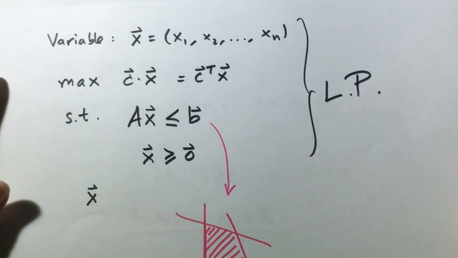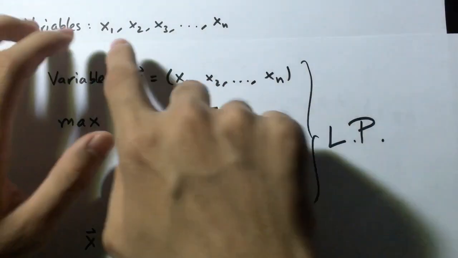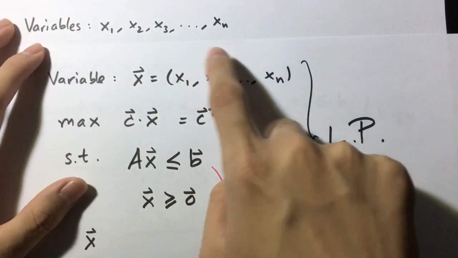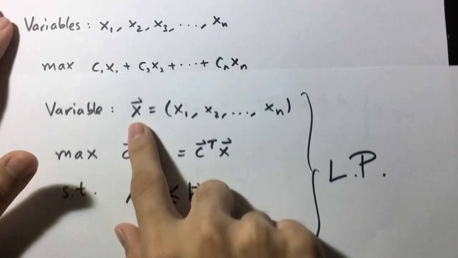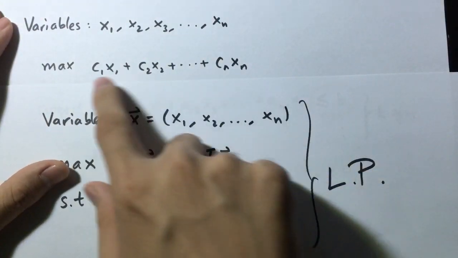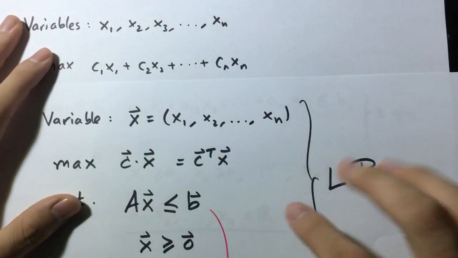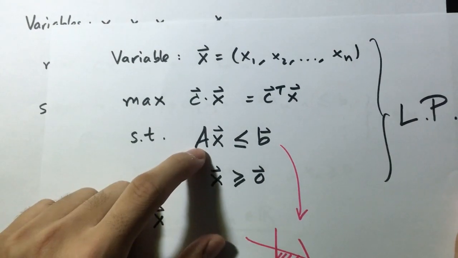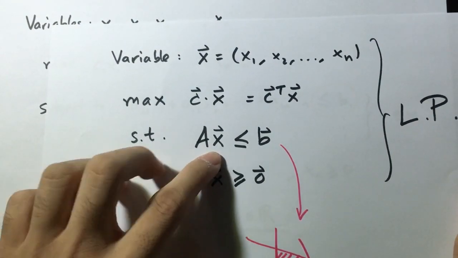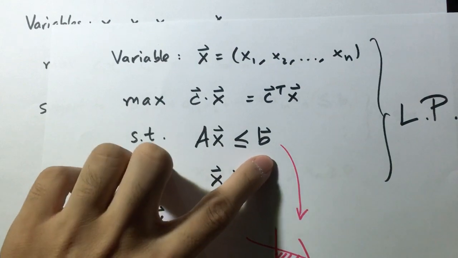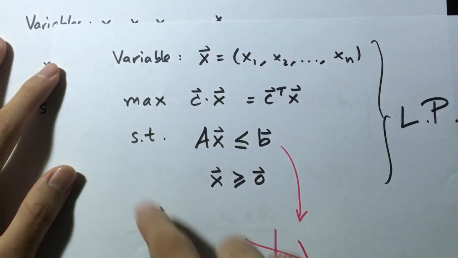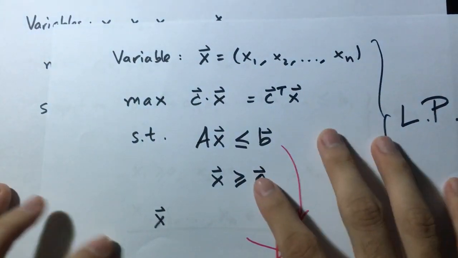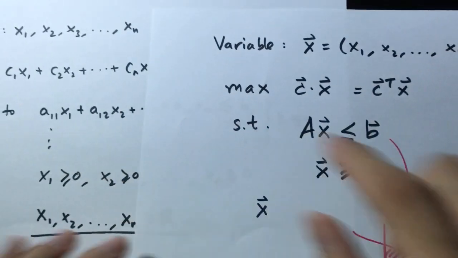Instead, you use more linear algebra notation. So your variables, rather than writing it out as a list like this, you just use one vector, and the objective function, rather than writing it out as a linear combination, can be written as a dot product. And your constraints can be written as a matrix A multiplied by your variables must be less than some constant vector, like such. I'm not going to go into detail that these two are in fact equivalent.